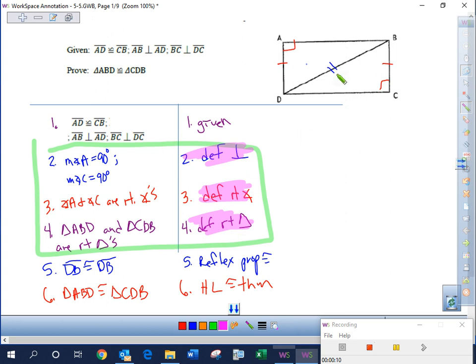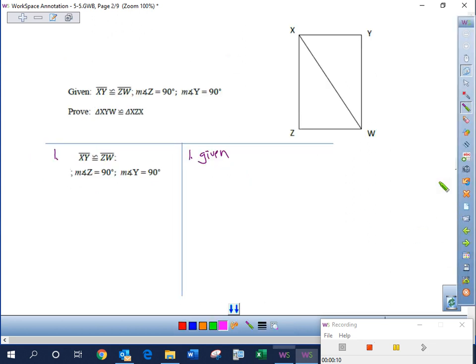So think backwards. So let's try another one. That's going to be hypotenuse leg. It's just kind of all we're doing today. So I'll let you pause the video so you can write all this given down.